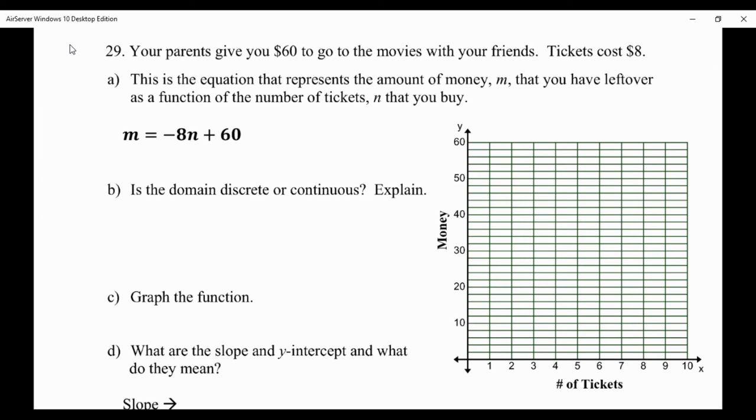So the domain is always the independent variable, and it also corresponds to the x term. So the domain is the number of tickets, and since you can't buy part of a ticket, the domain is a discrete domain. You have to buy 1 ticket, 2 tickets, 3 tickets, 4 tickets. You can't buy part of a ticket.